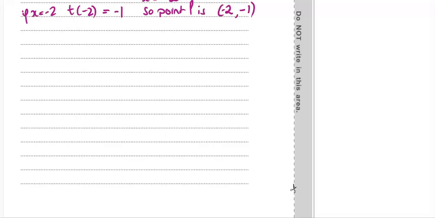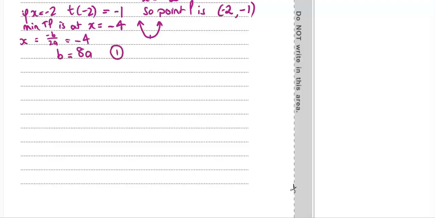Okay, we're told that the minimum turning point is at x equals minus 4. Let's think about what we know about minimum turning points. They just reveal to us that the curve is concave up, and that minimum turning point occurs on the axis of symmetry. X at the axis of symmetry is minus b on 2a, and that equals minus 4. So minus b equals minus 8a, or b equals 8a. That's going to be useful to us.